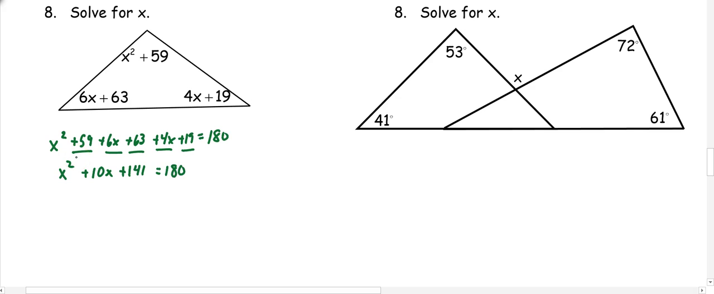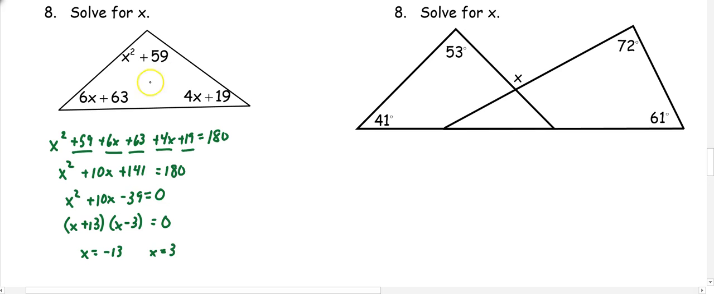Because there's an x squared, this is going to be a factoring problem. So I'm going to subtract 180 from both sides. So x squared plus 10x minus 39 equals 0. I need two numbers that multiply to negative 39 and add to 10. So I get x plus 13 and x minus 3 equals 0. So x equals negative 13 and x equals 3. In this case, negative 13 won't work because if I put it in the angle on the right, I'm going to get a negative number, and we can't have negative angles.